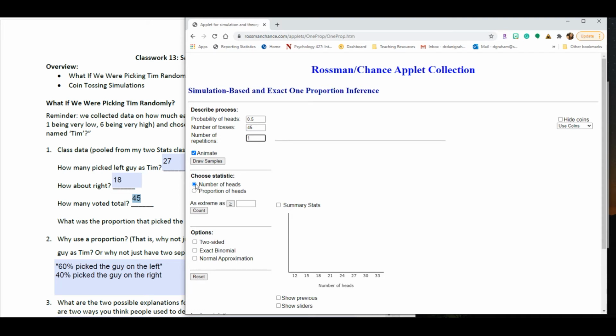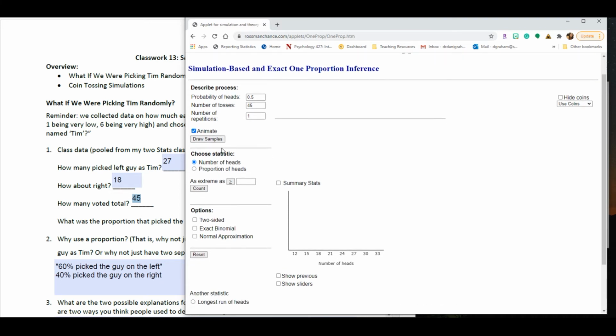Now down here under choose statistic, we'll talk a little more about this in a moment, and then we'll label all of our stuff. And you can hide the coins, you can have it animate, or just do it all at once. For this first one, I'm going to have it animate so we can actually see the process. After that, even if you leave animate on when we do big numbers, you'll see the computer's so fast, your eyes don't even see it. So here we're saying, okay, I have a fair coin. I'm going to toss it 45 times. I'm doing this only one time right now. Do it.